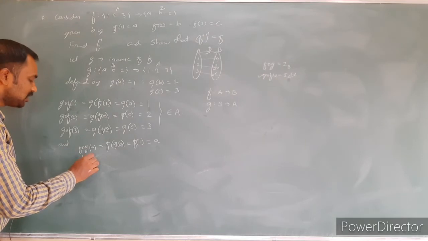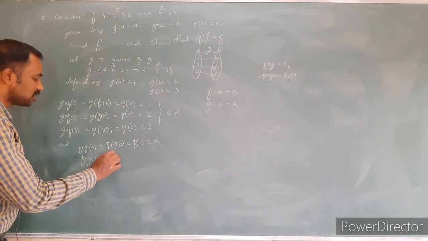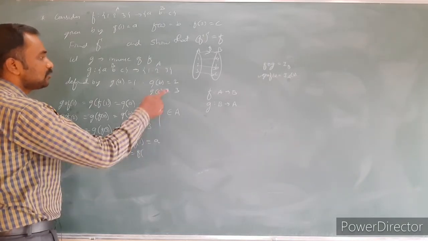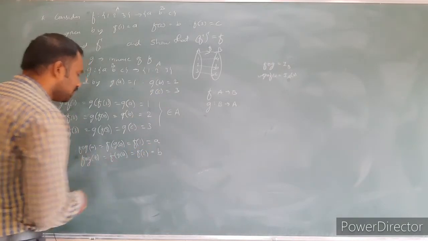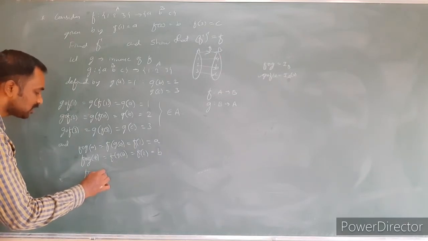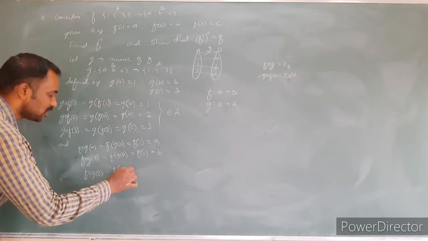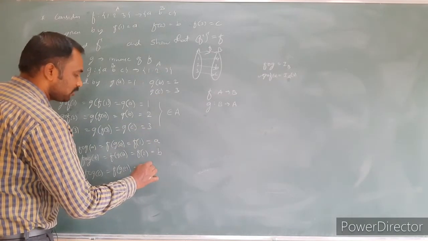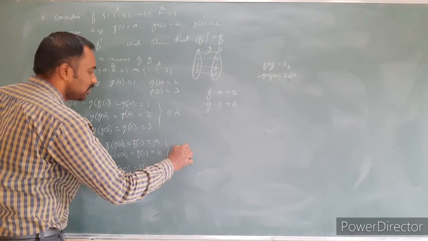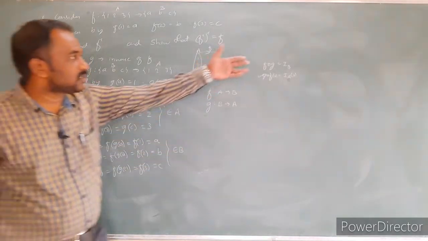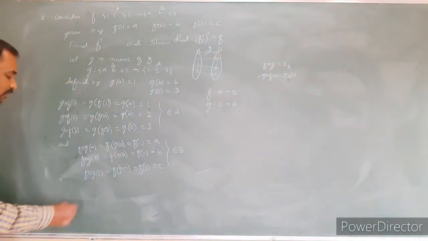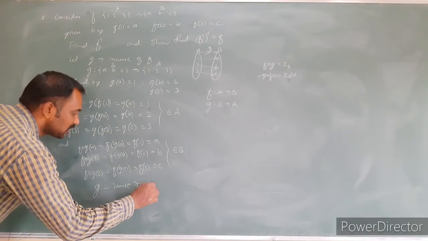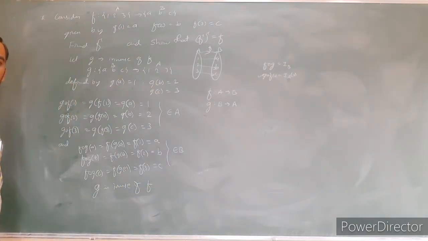Similarly, for the remaining elements, F circle G of B is F of G of B. What is G of B? G of B is nothing but 2. F of 2 is nothing but B. F circle G of C is F of G of C. G of C is nothing but 3. F of 3 is nothing but C. These elements belong to the set B. So these two conditions are satisfied. Therefore, we can say that G is the inverse of the function F. G is the required inverse of the function F.